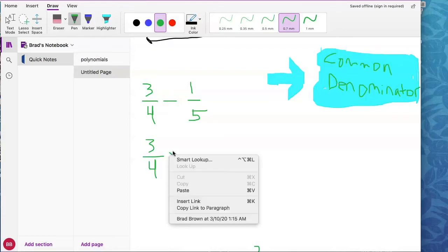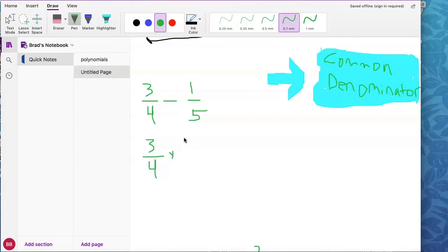Okay, so we got 3 over 4 times 5 over 5, right? Because we want that denominator to be 20. So that 3 times 5 is 15. Okay, so we got 15 over 20. Okay, 3/4 equals 15 over 20. They're the exact same thing.